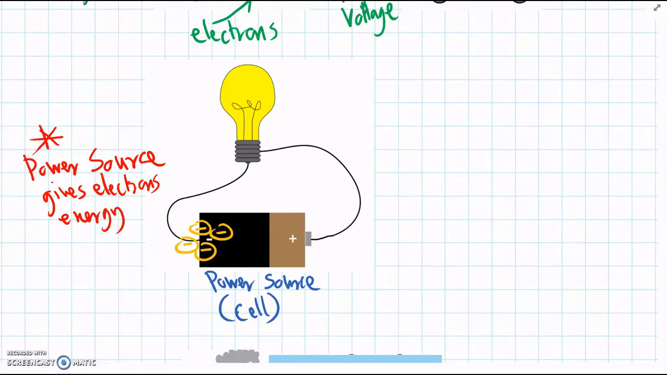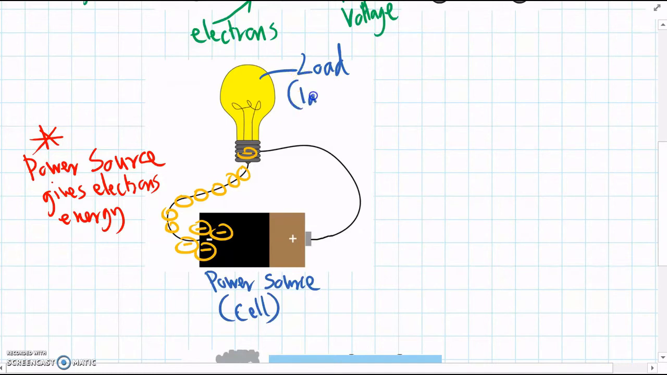And then as the electrons flow around the circuit, and as they push each electron in front of it, when the electrons come to the load, and here the load is just a lamp, a light bulb, the load will take that energy away from the electrons and use it for something else. So for a lamp, it's taking the energy and converting it to light.